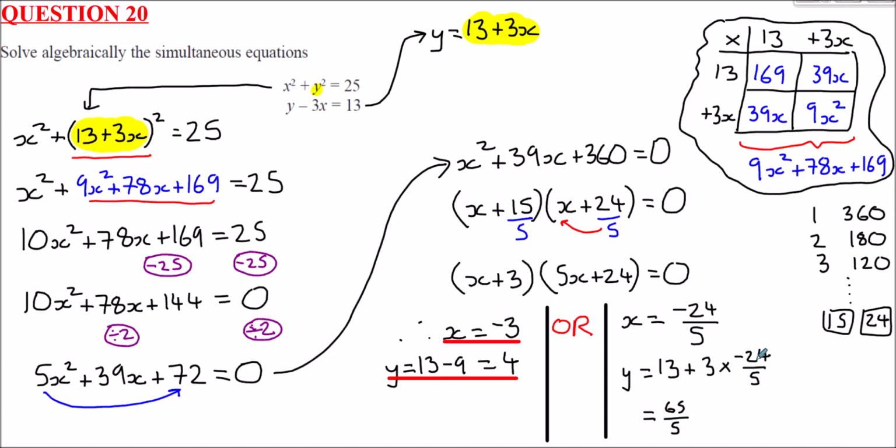3 times 24 is 72. So 3 times minus 24 is minus 72. So I've got 65 over 5 minus 72 over 5. That gives me in total minus 7 over 5. So the next solution is that x is minus 24 over 5 and y is minus 7 fifths. So that's the complete solution. So you have two different solutions, each for one of the two different values of x.